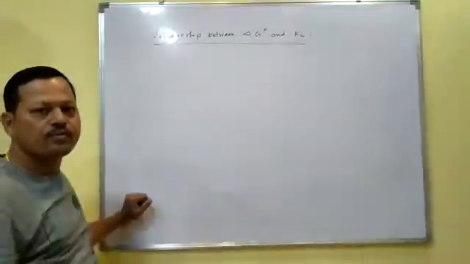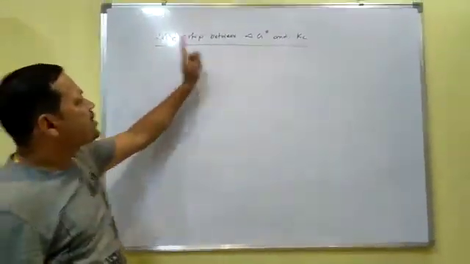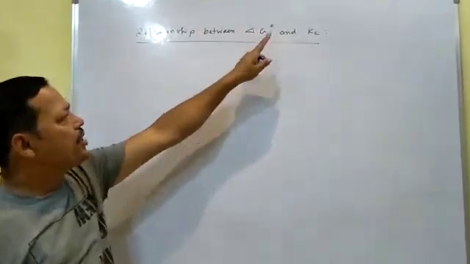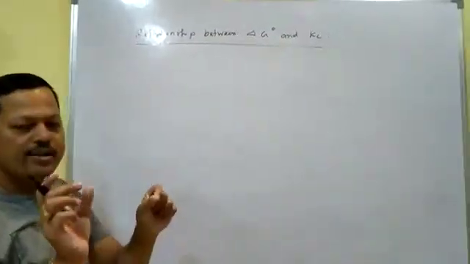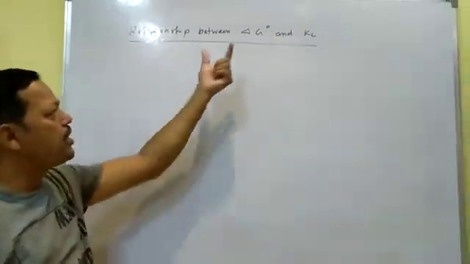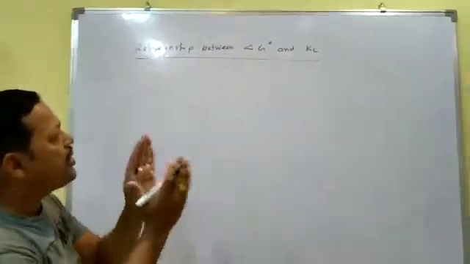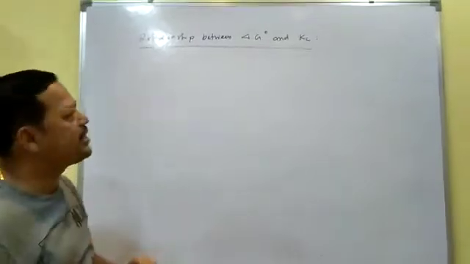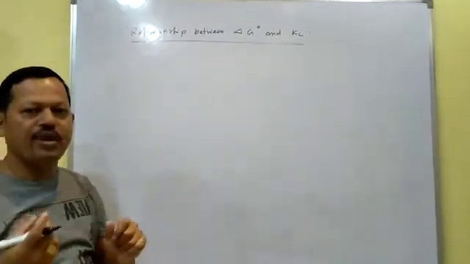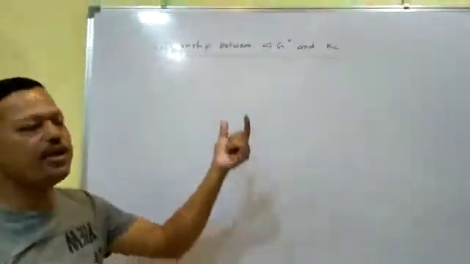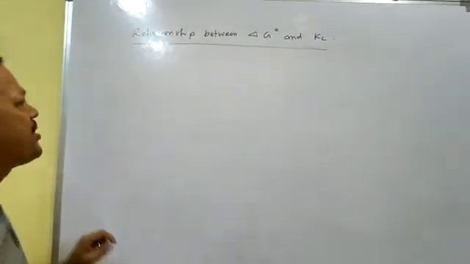Okay, now the relationship between delta G naught and Kc. You already know the relation of Kc, and you already know the relation of delta G naught. Now we will find the relation between delta G naught and Kc. I mean, if you know Kc, you can find delta G naught, and if you know delta G naught, you can find Kc. So what is the relation?